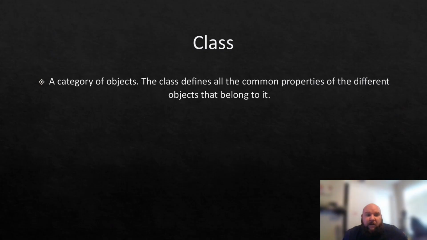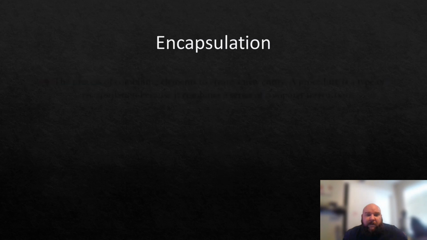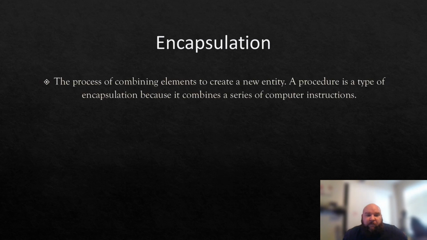Class. A category of objects. The class defines all the common properties of the different objects that belong to it. Encapsulation. The process of combining elements to create a new entity. A procedure is a type of encapsulation because it combines a series of computer instructions.